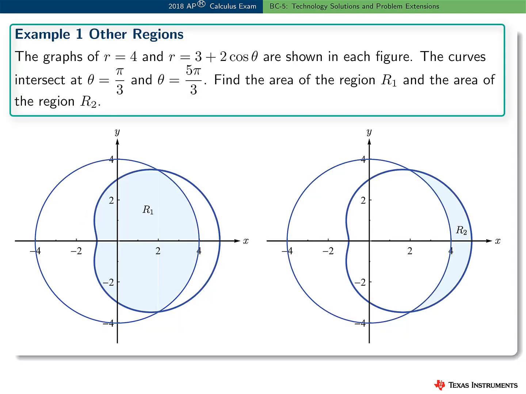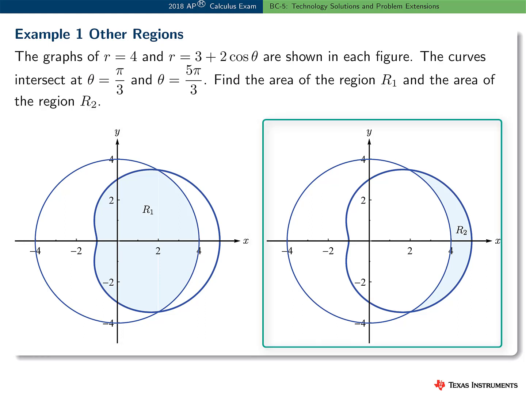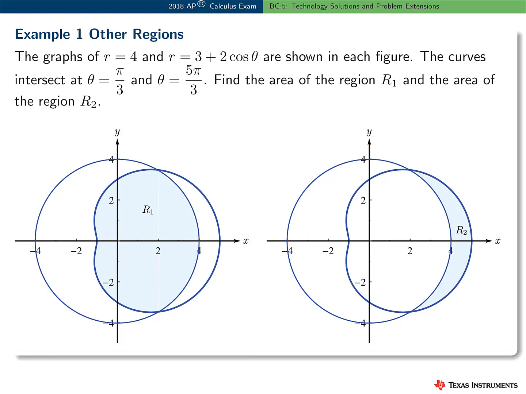Here's an example related to Part A of the free response question. I think there are some other interesting regions associated with these two graphs. So find the area of the region R1 and the area of region R2. Carefully set up each definite integral, and then use technology to evaluate and find the areas.